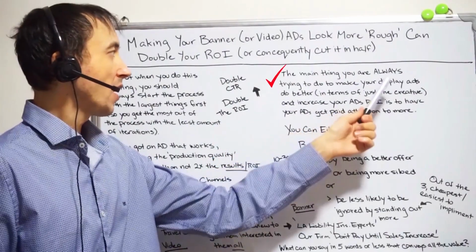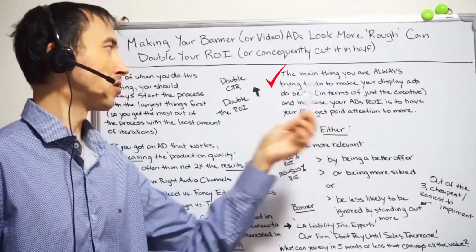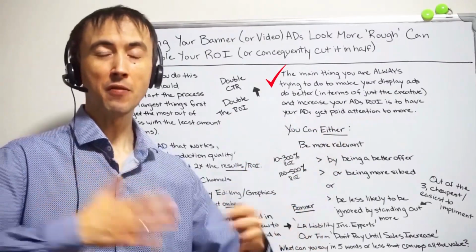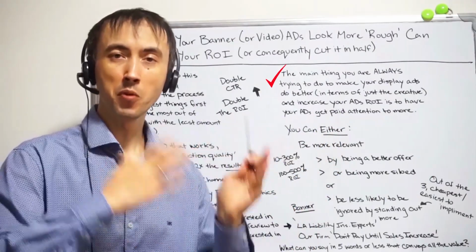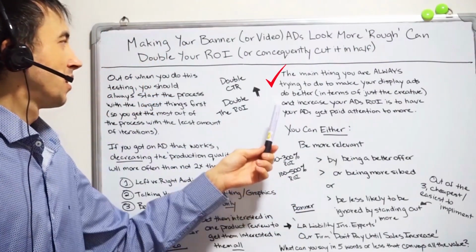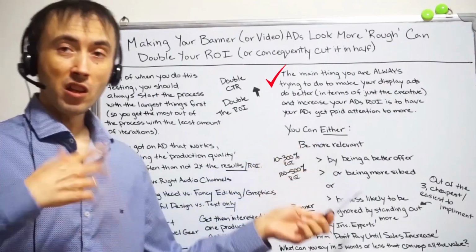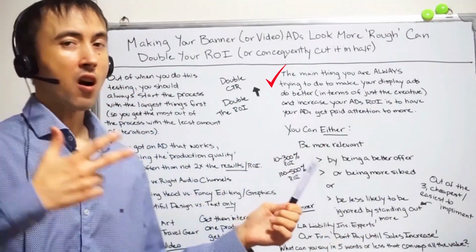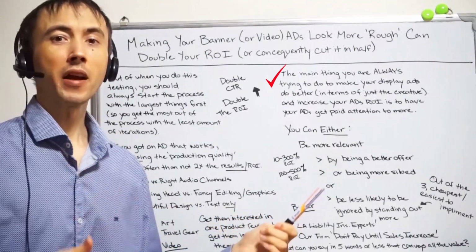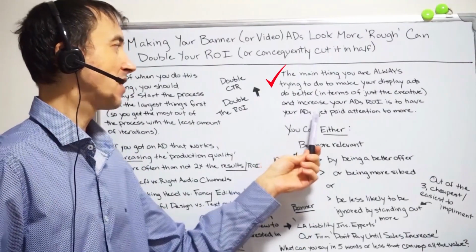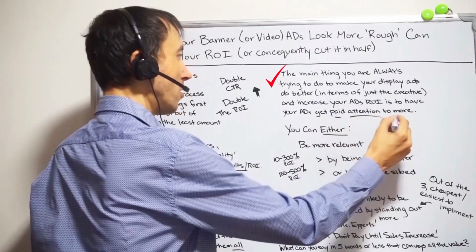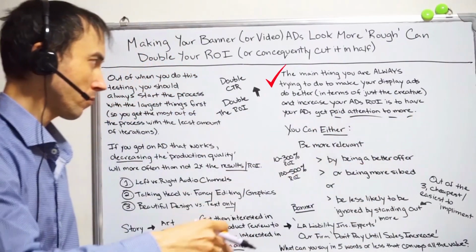So the main thing you are always trying to do to make your display ads do better, in terms of the creative, i.e. what you physically put on the banner ad and what you physically put on the video ad, and in order to get more out of it, more ROI through more click-through rate, like we talked about, is to have your ads get paid attention to more. So, keywords: paid attention to more.